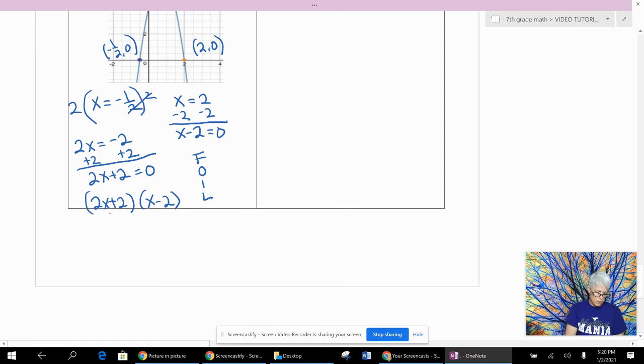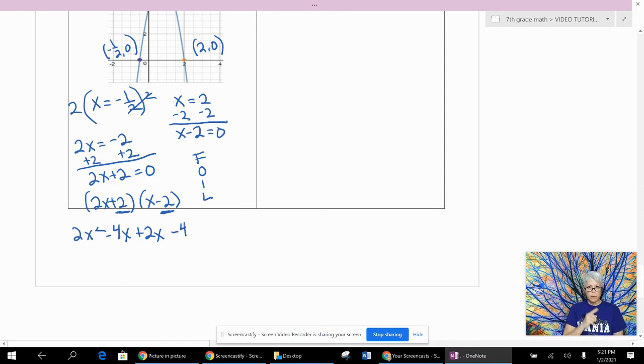FOIL. First, 2x times x is 2x squared. Outside, that's the 2x and then negative 2. So that's going to be a negative 4x. Inside is going to be this 2 and this x. So that's a positive 2x. And then last is going to be the 2 and the negative 2, which is negative 4.